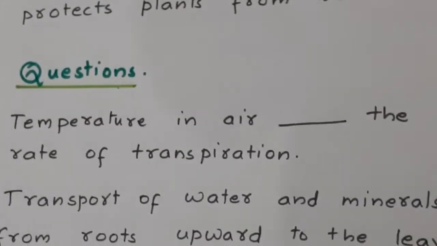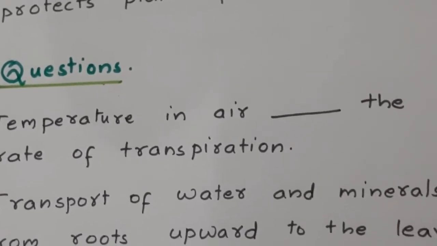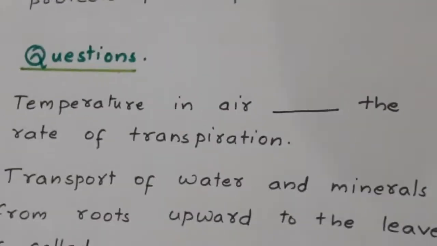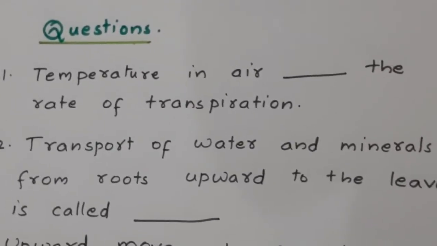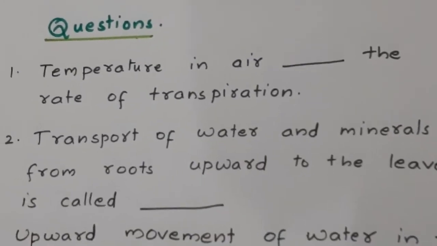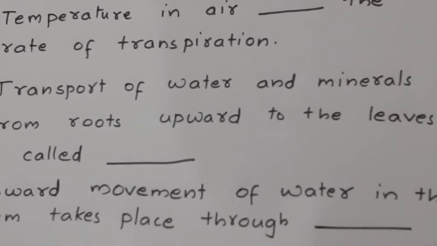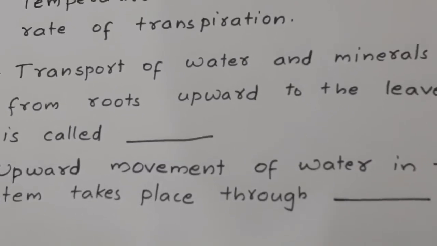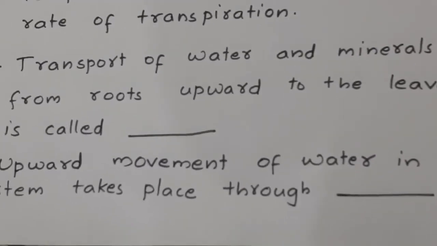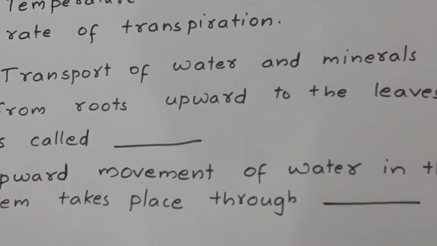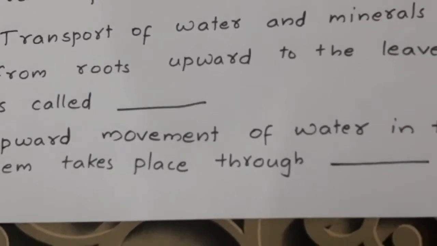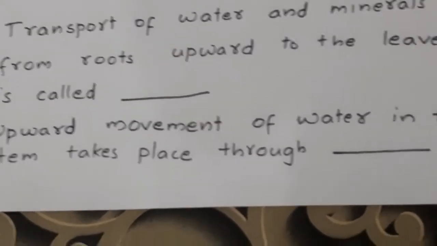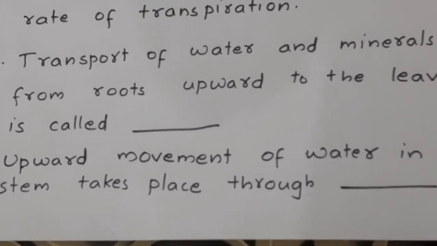First question: temperature in air dash the rate of transpiration. Try to answer this. Temperature in air either increases or decreases, you find out. Second: transport of water and minerals from roots upward to the leaves is called dash. Third: upward movement of water in the stem takes place due to dash. Why is the water moving upward? So the upward movement of water in the stem takes place through dash.